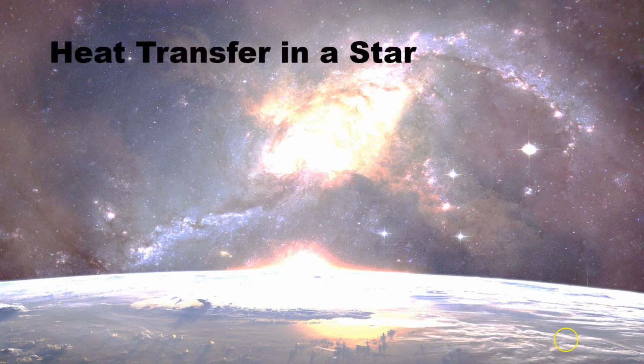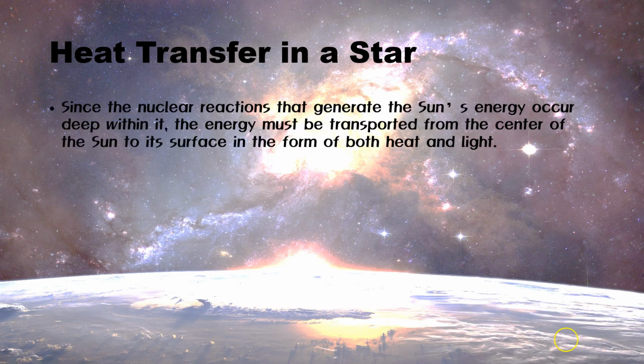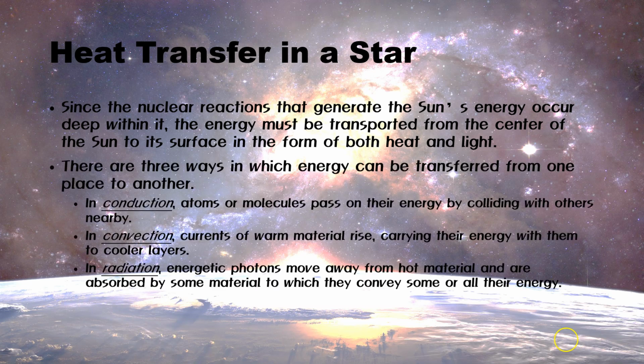Now, if we start looking at the heat transfer in a star, there's a couple things here to recall. Since the nuclear reactions that generate the sun's energy occur deep within it, the energy has to be transported from the center to the surface in the form of both heat and light. Now, there are three ways in which energy can be transferred from one place to another.